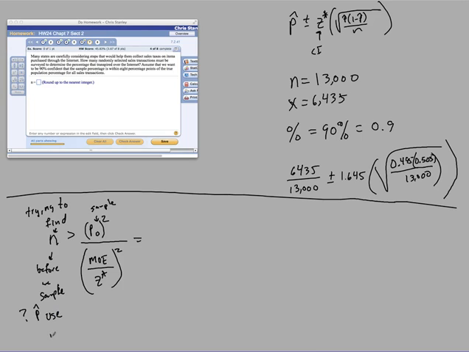So what we do is we just use p equals 0.5, because that maximizes this. 0.5 times 0.5 is 0.25. That'll maximize this numerator.